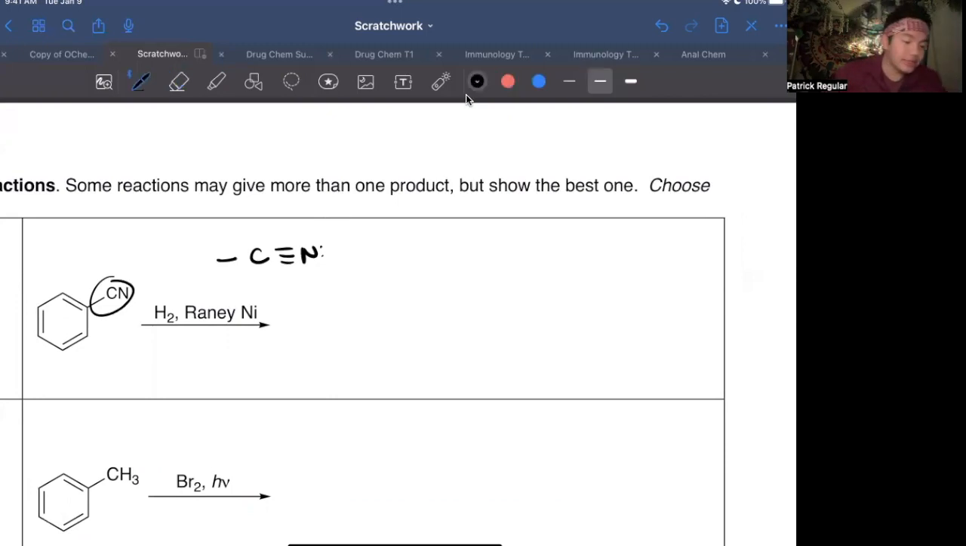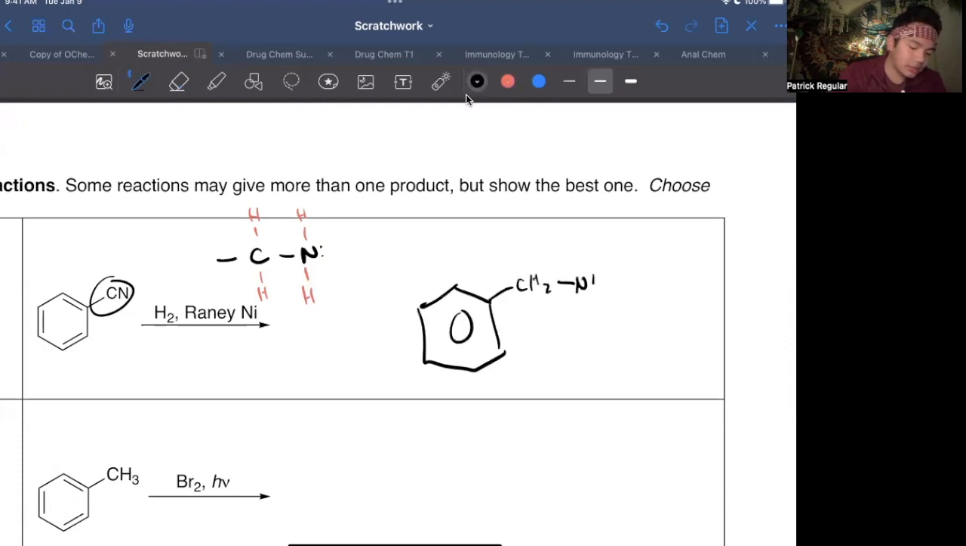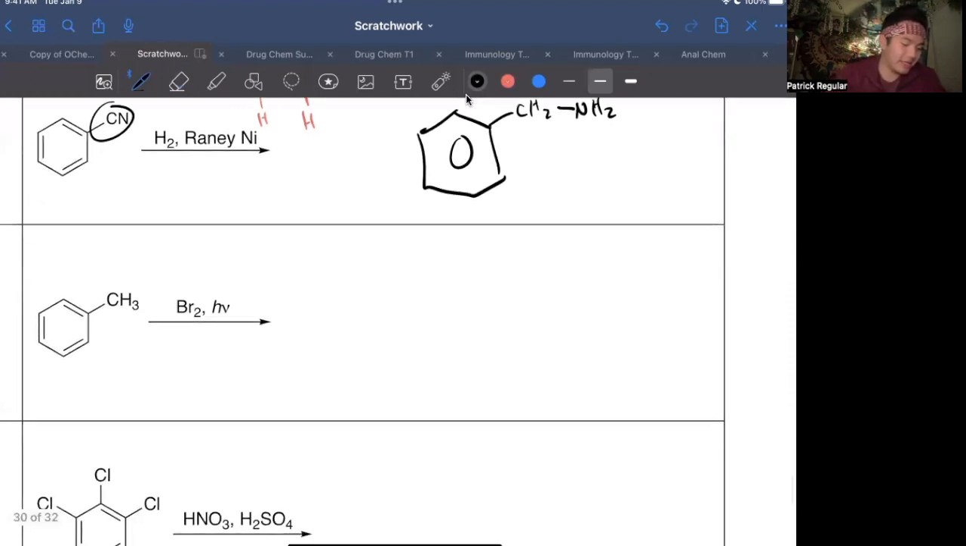That's all it is. So what that Raney nickel does is, it removes these, and just puts hydrogens on there instead. That's all it does. So what does this do? CH2 and H2. I want to preface, it does not make aniline. The CH2 is still there. All right. Let's go to the next one.